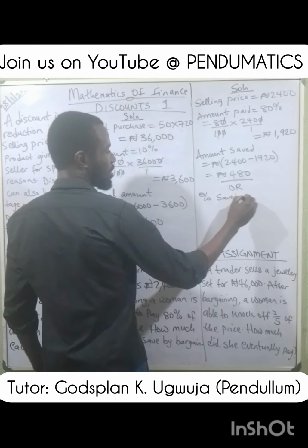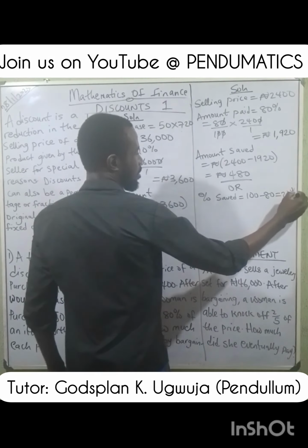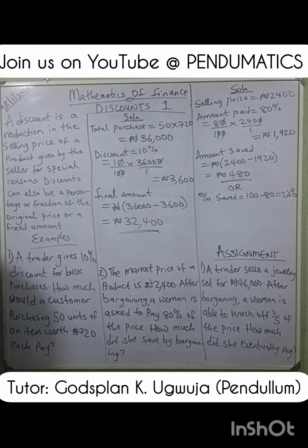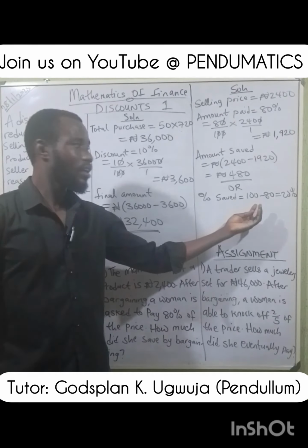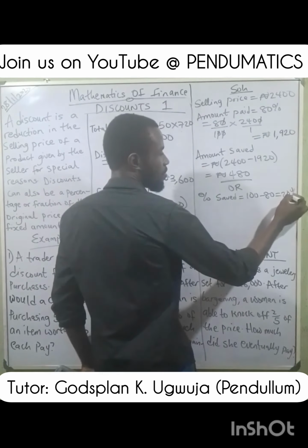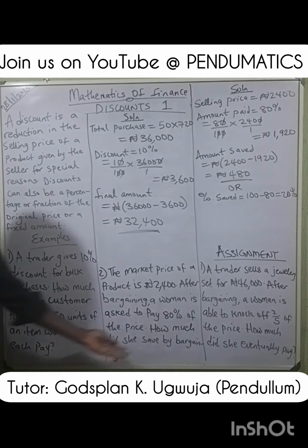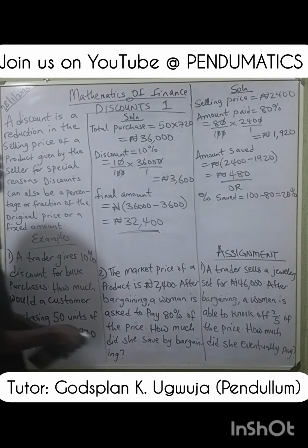Percentage saved is 100 minus 80, which is 20%. Alright, she paid 80%, and our total percentage is always 100. Now, if you subtract 80 from 100, you know that the amount she saved is 20%. Alright, so I remember that's what we have to find. How much did she save?